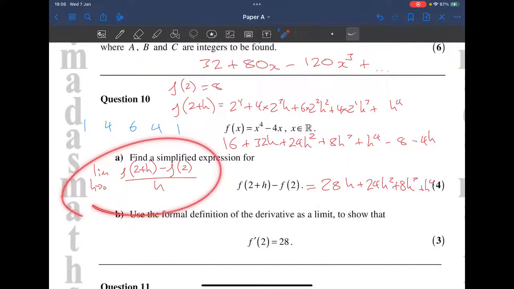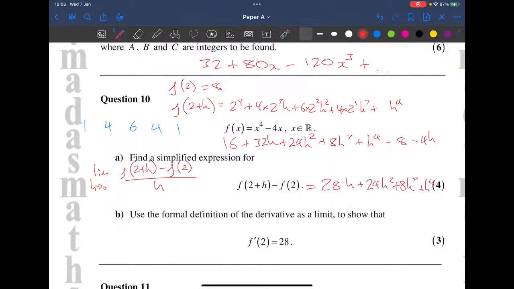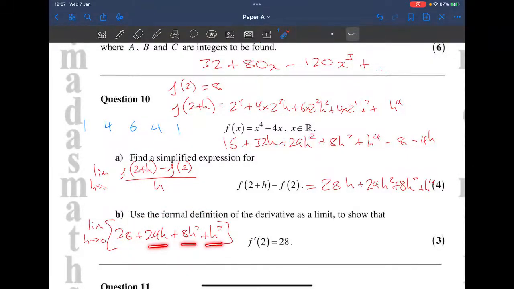So doing the actual limit now, like we say, we've got this entire thing, but divide by h. So we need the limit of what we've just found as it tends to 0. And what we just found was then 28 plus 24h plus 8h plus h cubed. And then, when we plug in 0 as h, which we're now allowed to do because we're not going to break the calculator, all of these bits become 0. We're left with just a single 28 on the other side. So not too bad of a question.